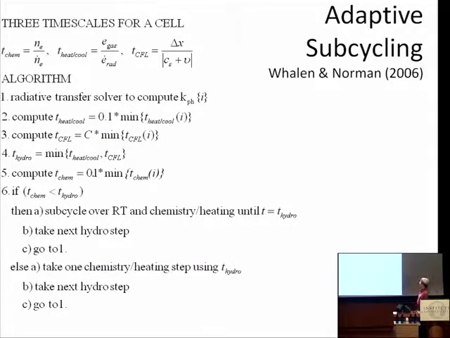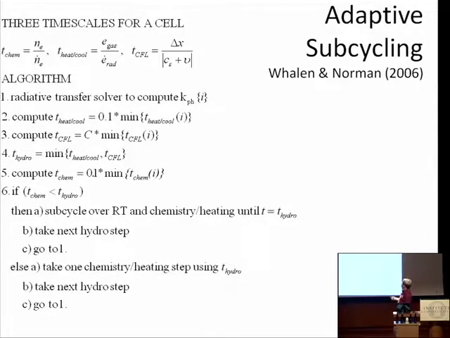Well, how do we do all this? We do this explicitly using adaptive subcycling. And I'm not going to actually go through this in great detail since I've got a lot more slides to show. But basically, for any cell, you've got 3 time scales. You've got the chemical time, which is the electron density divided by the change in the electron density. You've got the heating and cooling time scale, which is just the energy divided by the rate of change of energy due to radiative heating and cooling.